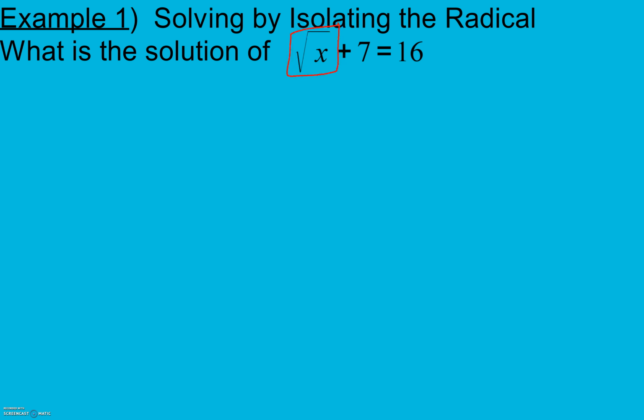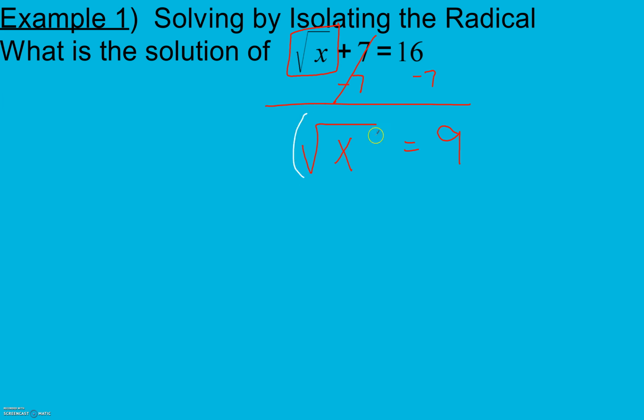We do this very similarly to how we got our variable alone before. So right now it's being added by 7, so we're going to subtract 7 to get that to be 0. Again, the only thing I want on the left side is that radical. So plus 7 minus 7 gets me to 0, and all I have left is square root of x equals 9.